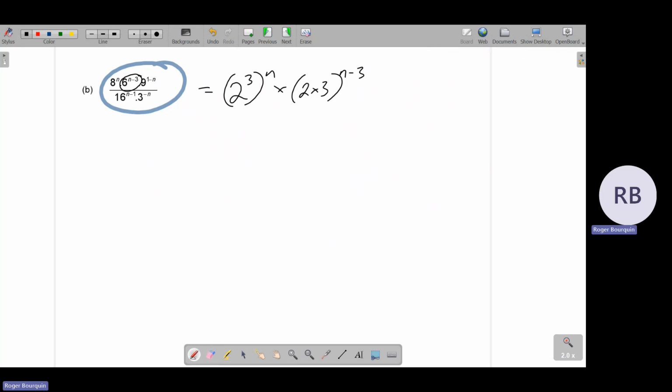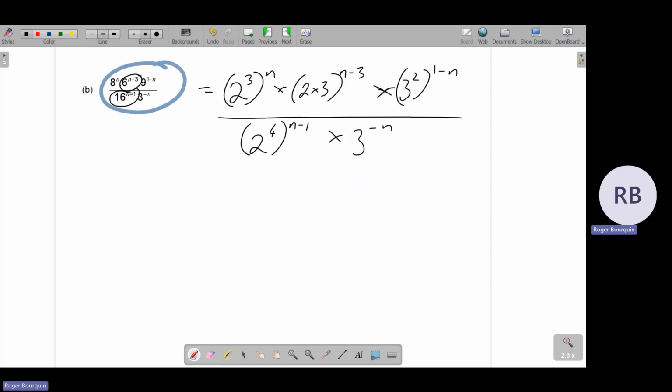9 is going to become times 3 squared to the 1 minus n. Then in the denominator, remember 16 as a prime is not 4 squared, it's 2 to the power of 4. So you get 2 to the 4 to the n minus 1. And 3 stays 3 to the negative n.